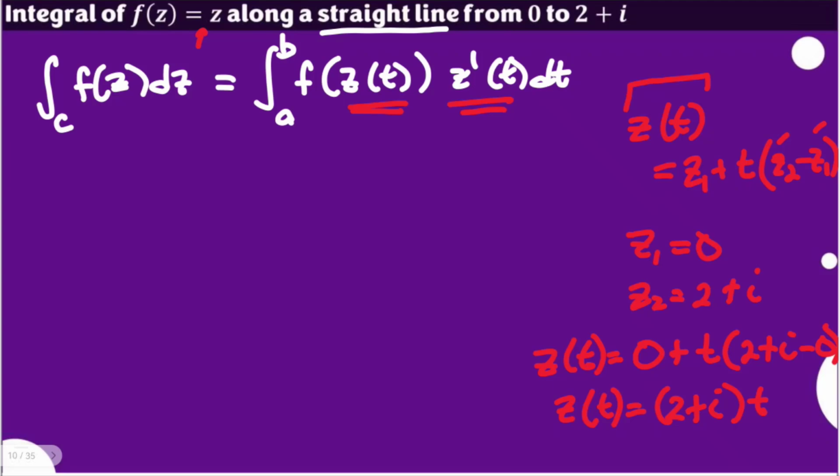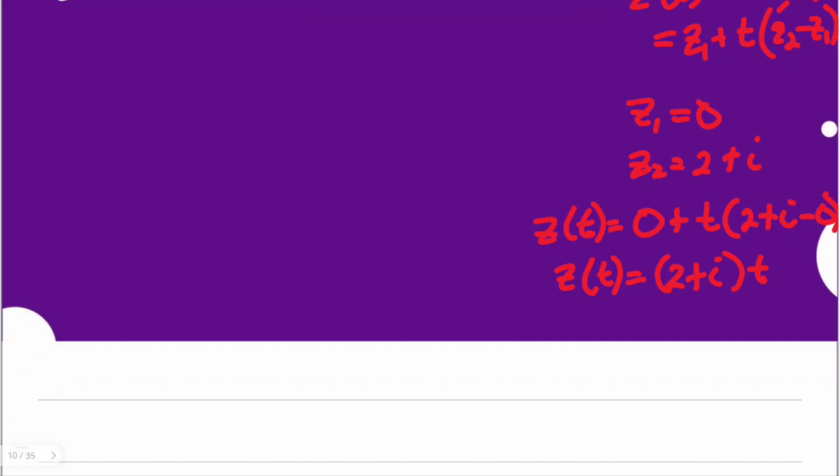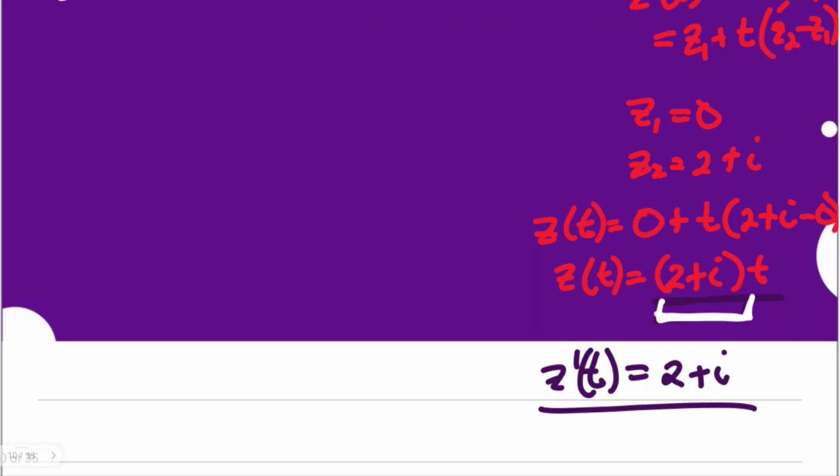Now, to continue, we can solve for the z prime of t. With respect to t here, we will be treating 2 plus i as one expression. This will be a constant with respect to t. That would mean its derivative with respect to t is simply 2 plus i itself. We now have our z prime of t.